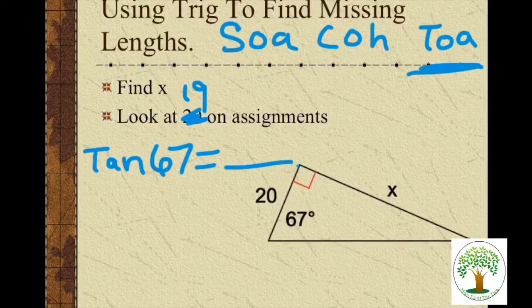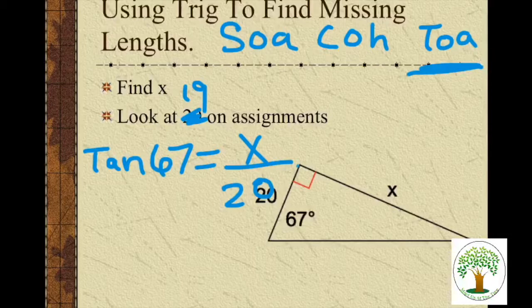I'm hearing 20 over x. Is that what everybody else says? x over 20. So Brett, help us. Is it x over 20 or 20 over x? It is x over 20. Opposite over adjacent, right? So it's x over 20.